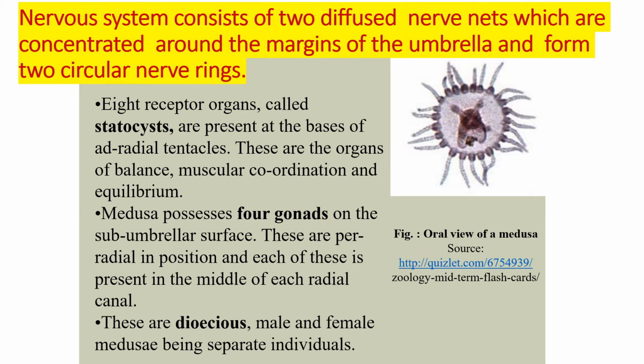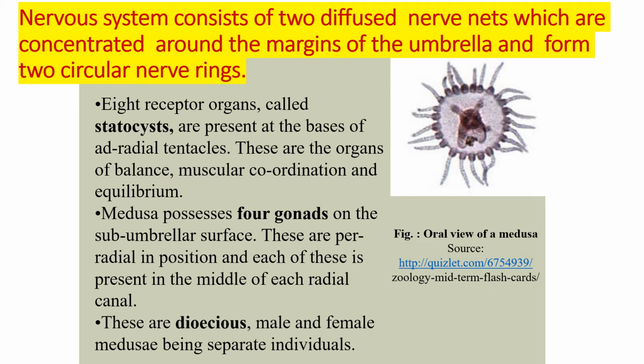In this slide, the nervous system consists of two diffuse nerve nets which are concentrated around the margins of the umbrella and form two circular nerve rings. आप डायग्राम देख रहे हैं, वो भी देखिए आप. 8 receptor organs called statocysts are present at the bases of adradial tentacles. These are the organs of balance, muscular coordination, and equilibrium.